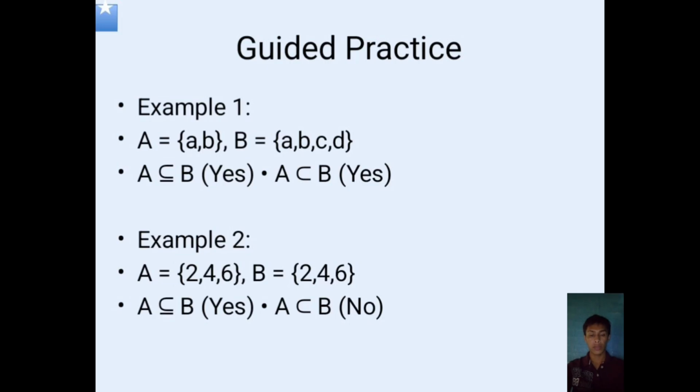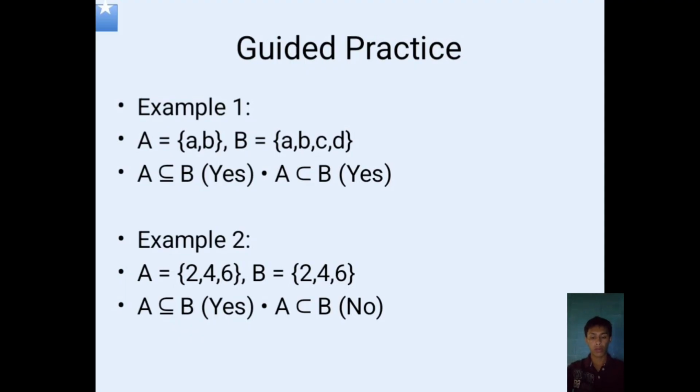So for example 2, A is having the elements 2, 4, and 6, and B is 2, 4, 6. A is a subset of B since all elements present in A are also present in B. And is A a proper subset of B? No, A is not a proper subset of B since equal sila og size. A is having 3 elements and B is having 3 elements.